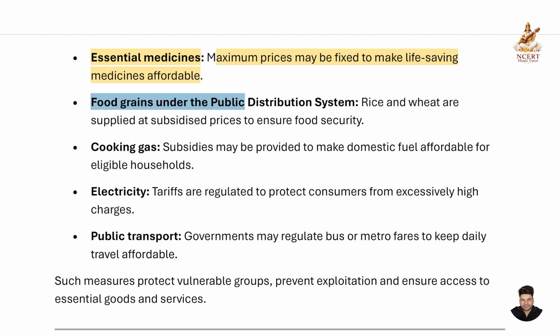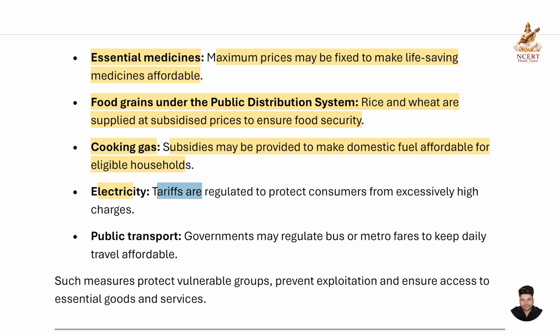Food grains under the public distribution system. Rice and wheat are supplied at subsidized prices to ensure food security. Cooking gas. Subsidies may be provided to make domestic fuel affordable for eligible households.